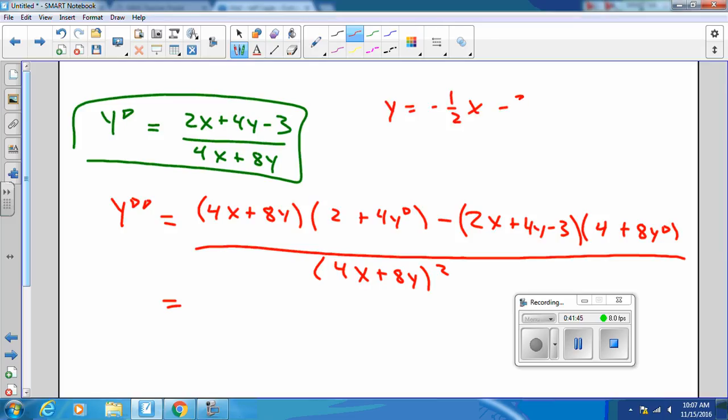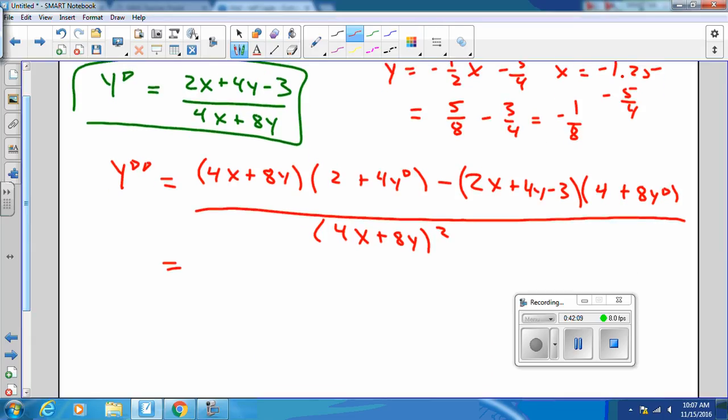I like that. So if y is equal to negative half x minus 3/4, and x is negative 1.25, this gives us positive 5/8 minus 3/4, which is negative 1/8. And we've got a value for y. Ta-da. Okay, now it's a matter of plugging in.